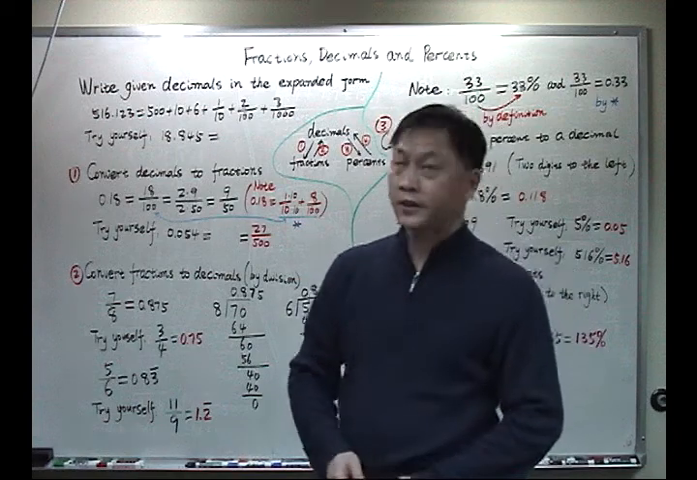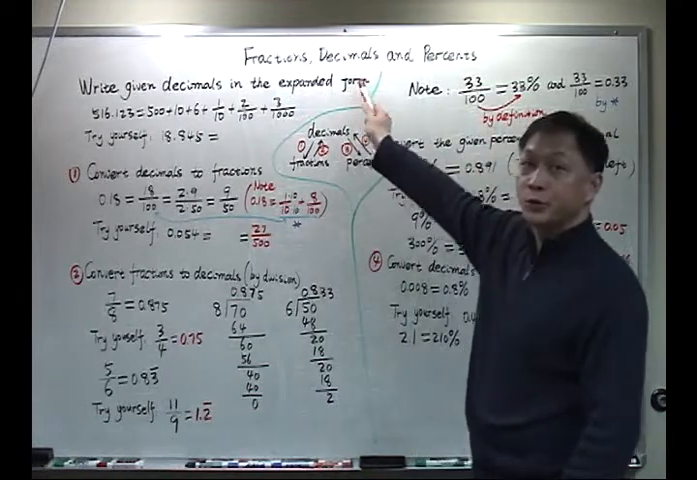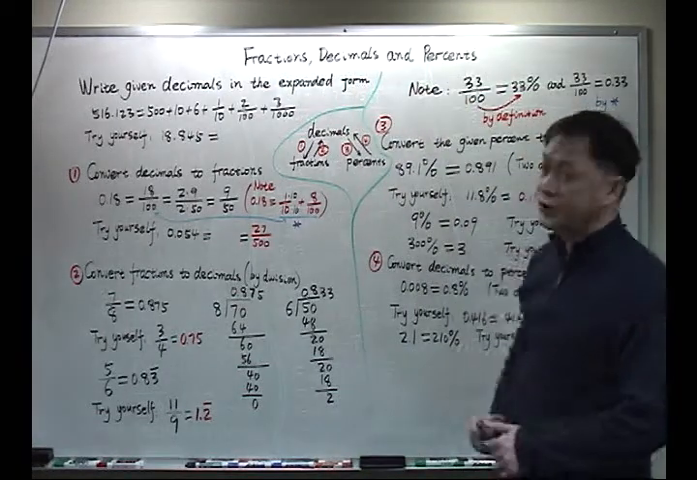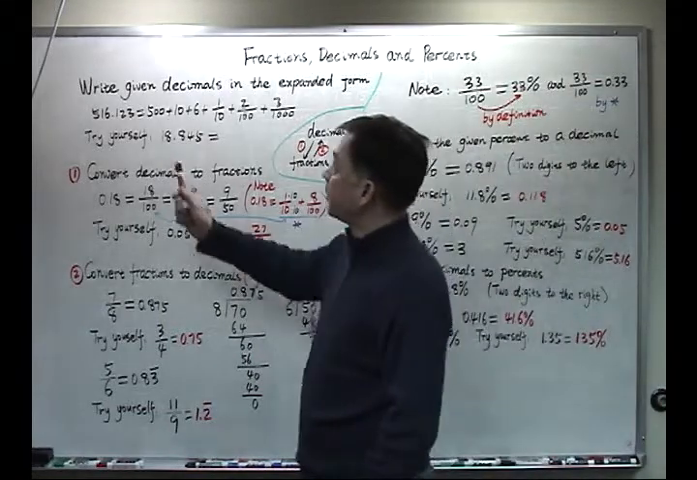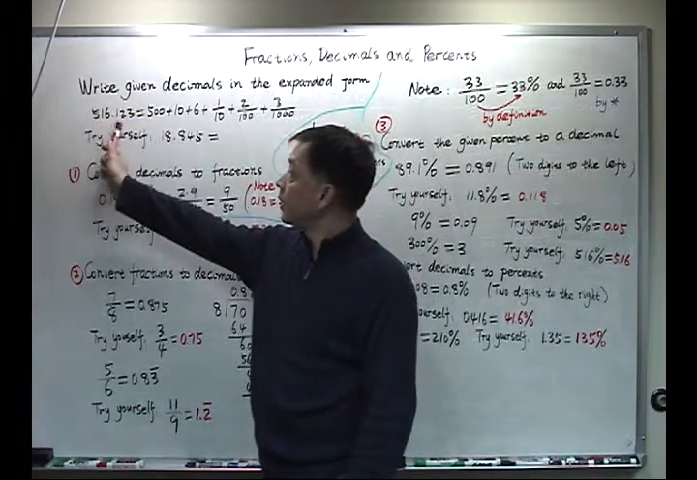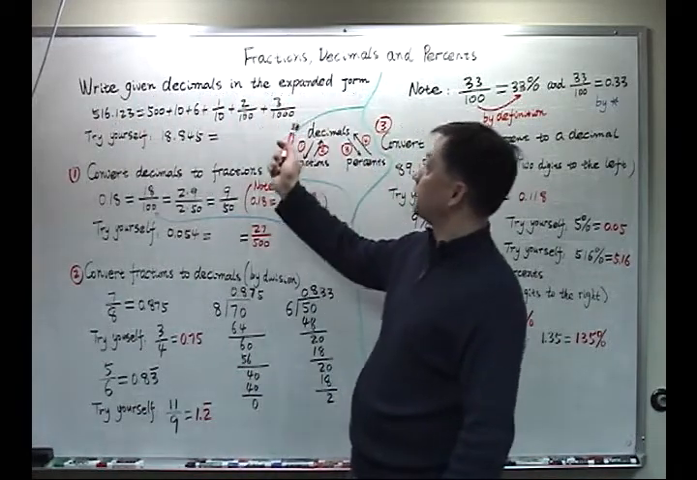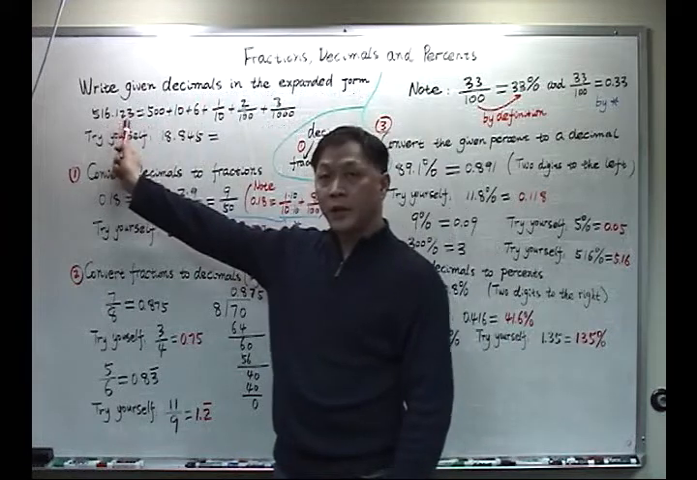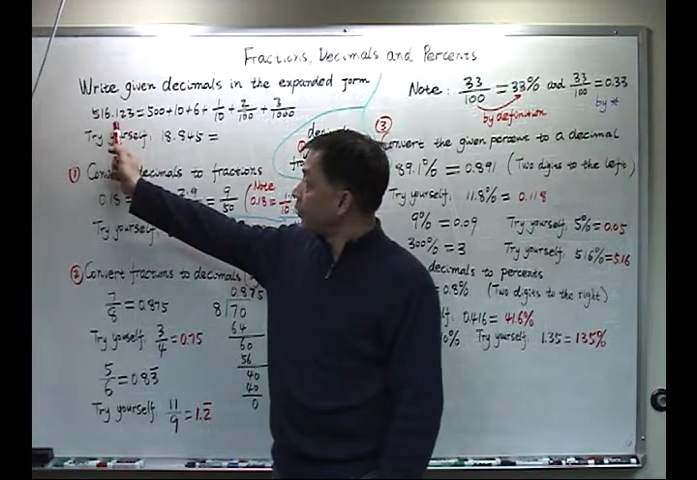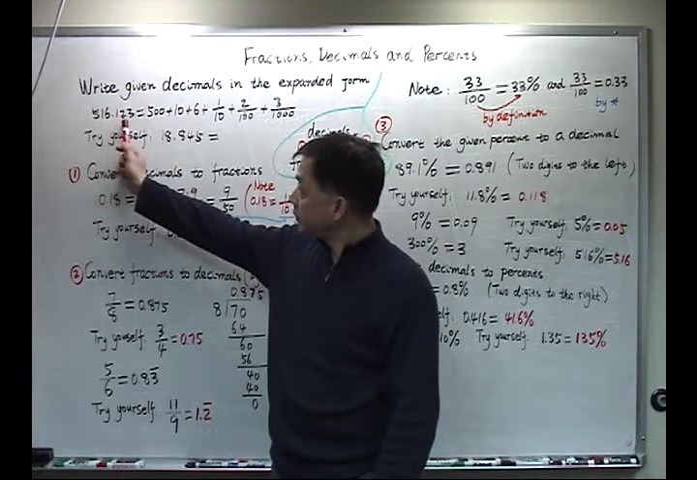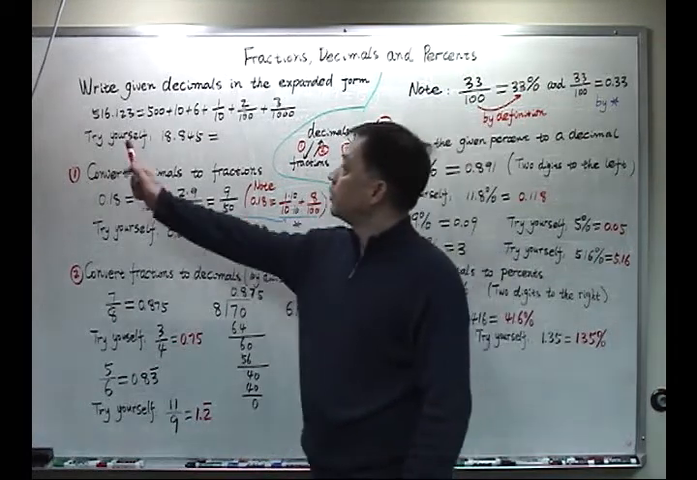In this lecture, we will talk about fractions, decimals, and percents. Before we do that, let's look at this example. Write given decimals in the expanded form. This decimal is 516 and 0.123. Okay?